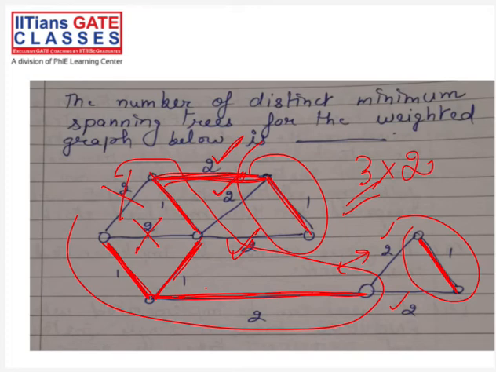So 3 into 2, total I have six options. So in six different ways, I can choose my edges so that I can get the minimum spanning tree. And the reason is that all of them have the same weight, so I have options over here. Understood everyone?